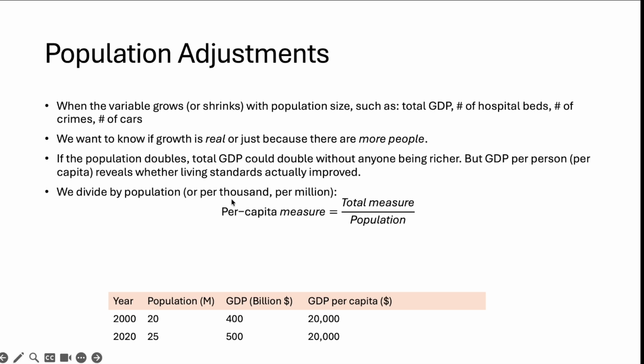And we can see in this example that in 2000, the population was 20 million, so the GDP was 400 billion. In 2020, the population rose to 25 million, and the GDP is 500 billion. So this is a normal increase in the GDP. However, to measure the wealth of individuals, you have to divide by the population. So to get GDP per capita, we get $20,000 in both years. So now we removed what we call the population effect.